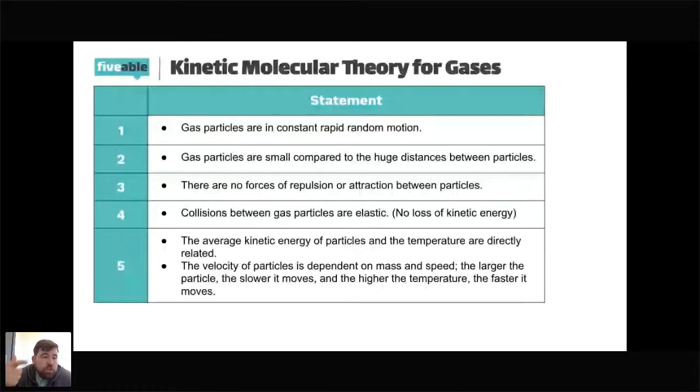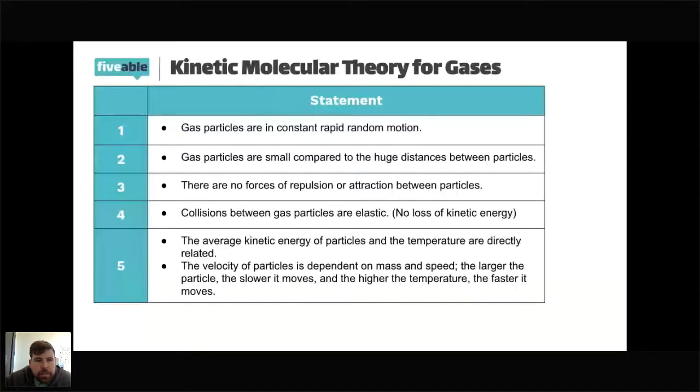Faster particles are usually lighter and at higher temperatures. Slower particles are heavier and at lower temperatures. Internalize that and keep that in the back of your mind. I'm wondering if any of these statements are weird to you all.